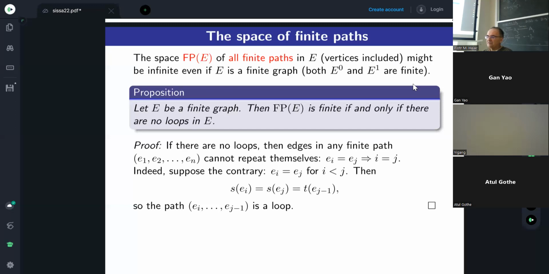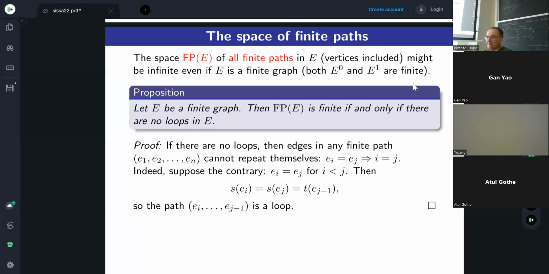Well, assume the contrary. Suppose that you have e_i equal to e_j, but index i is strictly less than index j. But then, because e_i is equal to e_j, obviously the source of e_i is the same as the source of e_j. But remember the path condition. You must have that the target of the preceding edge is the beginning of the edge. So the target of e_{j-1} is the beginning of e_j.